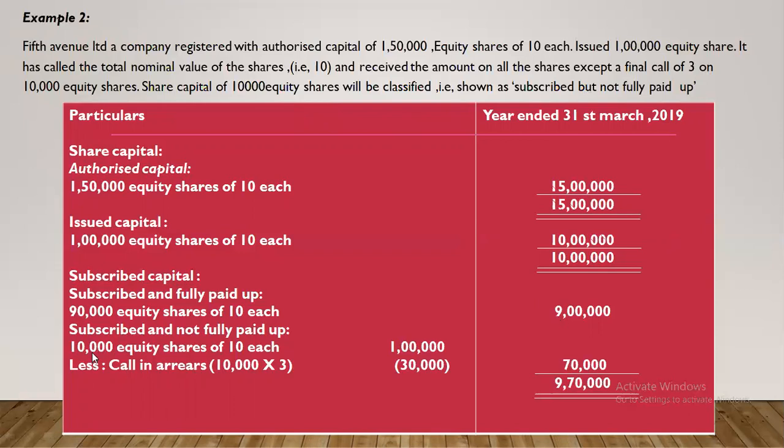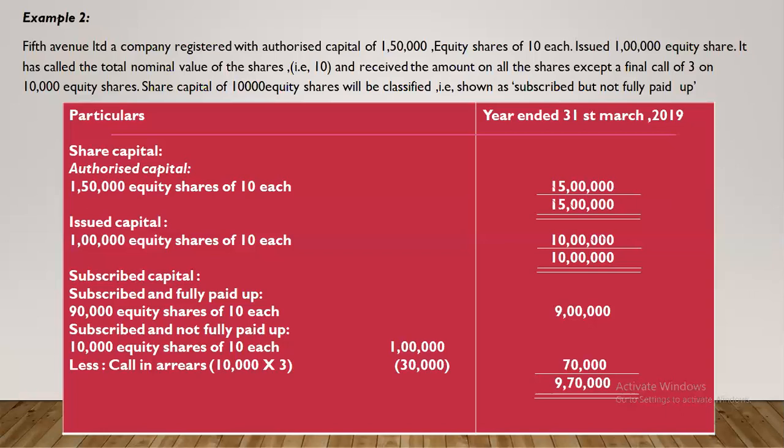And 10,000 shares, whereas face value is 10, called up is 10, but the paid up is only 7 because rupees 3 are not paid. So that means on 10,000 shares at the rate of 10, called up will become 1 lakh. 30,000 is the calls in arrear which will be deducted and the rest 70,000 will be shown in the outer column and the total of subscribed capital will become 9,70,000. So this is the situation when the face value of the share is called up, but on 10,000 shares the total face value is not received.